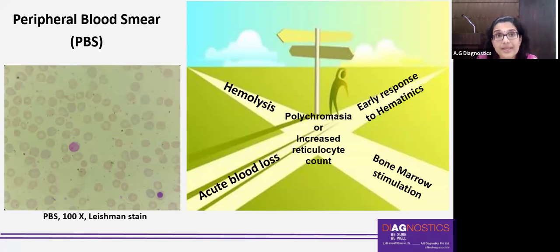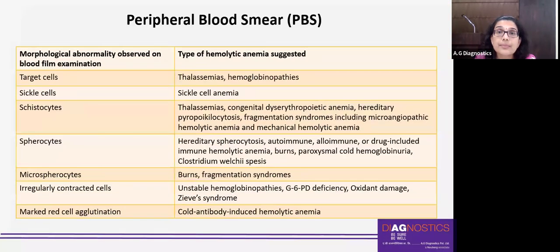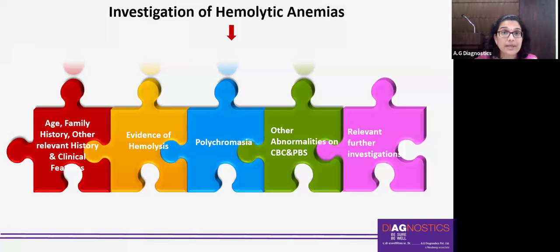And when we see polychromasia on the smear, the primary differential, though, is hemolysis. We should also consider early response to hematinics, acute blood loss, and bone marrow stimulation. The other abnormalities on the peripheral blood smear, we should look for cells like target cells, sickle cells, schistocytes, spherocytes, marked red cell agglutination, which would give us a direction towards the diagnosis of the hemolytic anemia. So our investigation comprises all these features put together, as can be seen here in the slide.